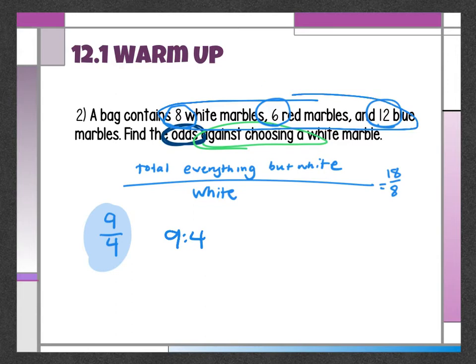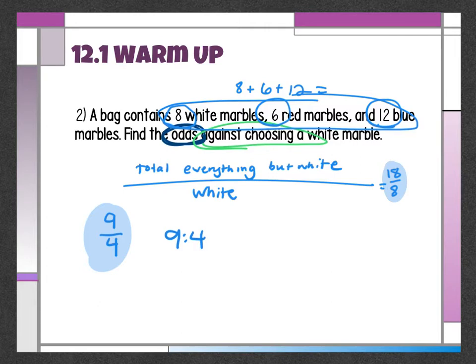So 8 plus 6 plus 12. Well, sorry, these should add up to the whole. 18 plus 8. 8 plus 6 plus 12 should equal the 18 plus 8, which does. They're both 26.